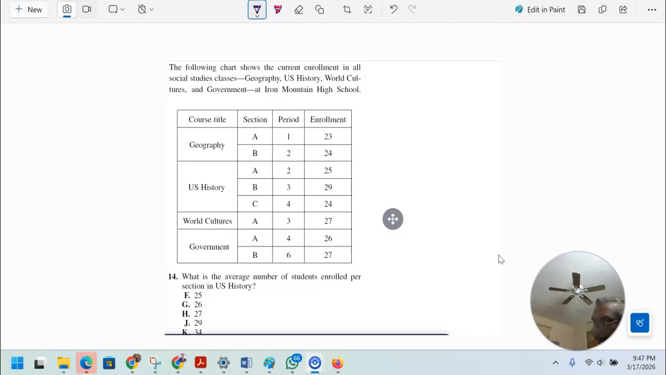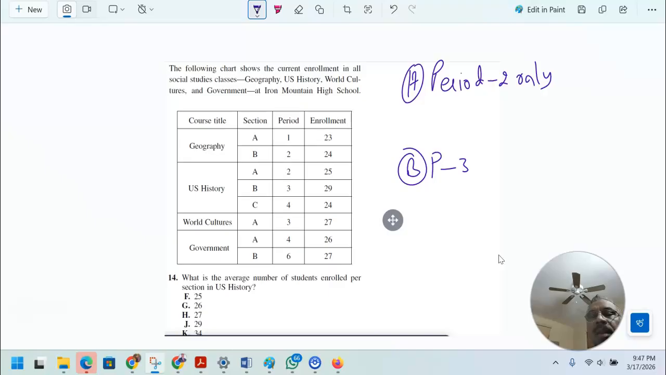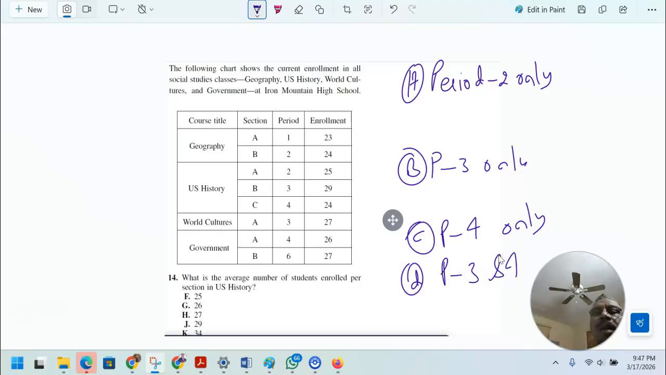So let's see. The first part is, let me write A because I don't have enough room to write. A says period 2 only. B says period 3 only, and C says period 4 only, and D says 3 and 4. Now let's take one at a time.